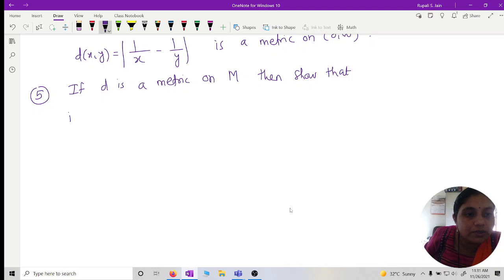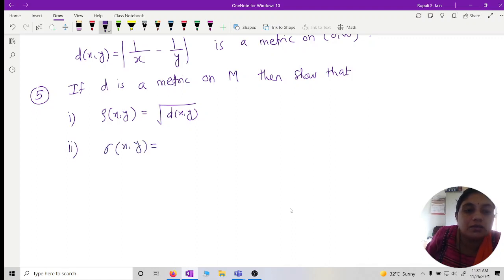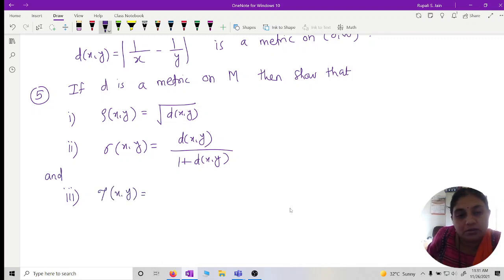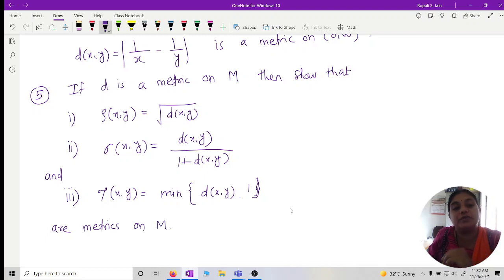Then show that first one, rho of xy is equal to under root of distance of xy. Second, I will define sigma of xy is equal to d of xy upon 1 plus d of xy. And third, tau of xy is equal to minimum of distance of xy comma 1. These are metrics on M. This we want to prove.